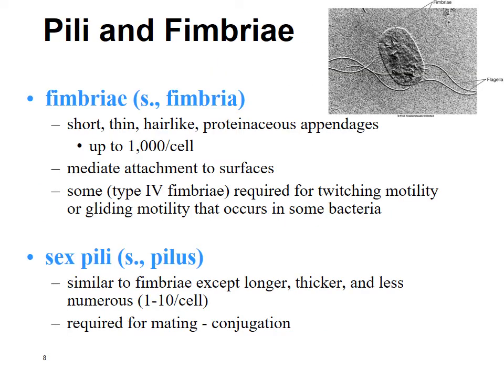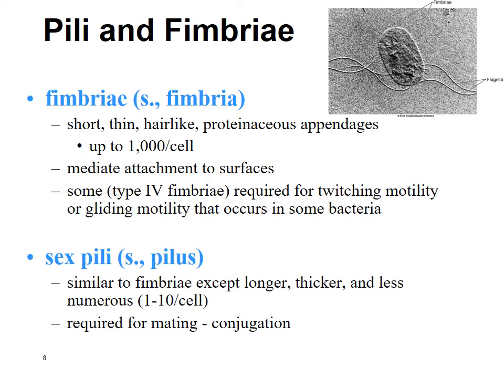Many prokaryotes have short, fine hair-like appendages that are thinner than flagella, and they're called fimbriae. These fimbriae mediate attachment to surfaces, and some types of fimbriae are required for twitching motility or gliding motility that occurs in some bacterial species. Twitching motility is seen as short, intermittent, jerky motions that are normally seen on very moist surfaces. And this provides some evidence that the fimbriae actively retract in order for the bacterial cell to move.